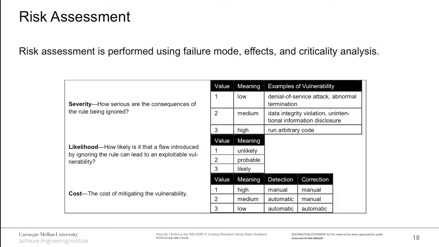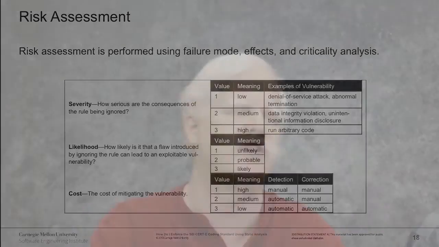And the final thing is, how difficult is it to fix the code? That is, can the vulnerability be detected automatically? Can it be fixed automatically by some code rewriting mechanism? And this time, the highest level is actually the easiest and cheapest to fix, all automatic, and the lowest level is the hardest to fix, all manual.